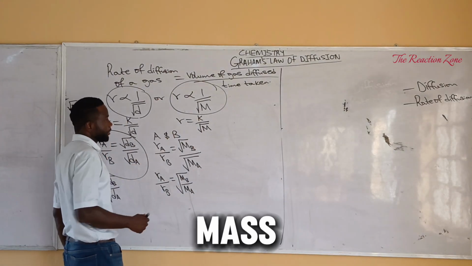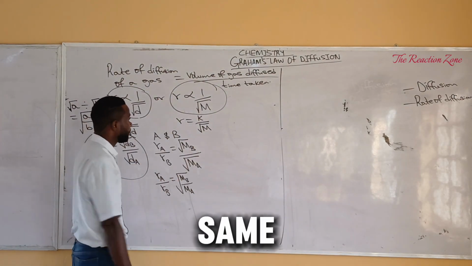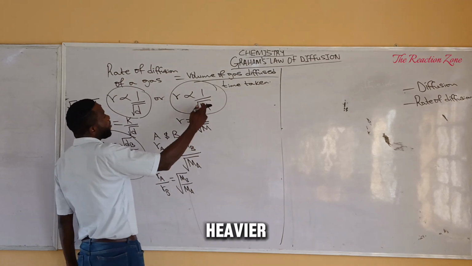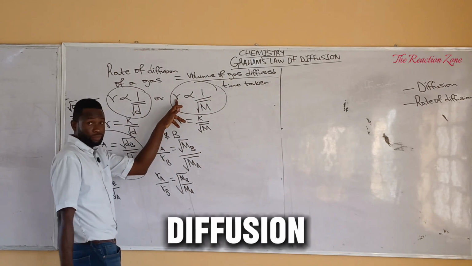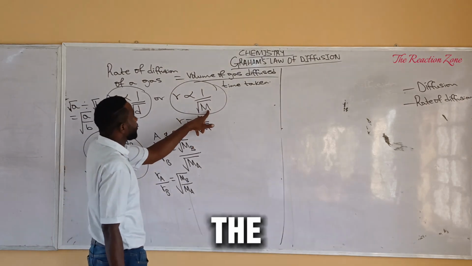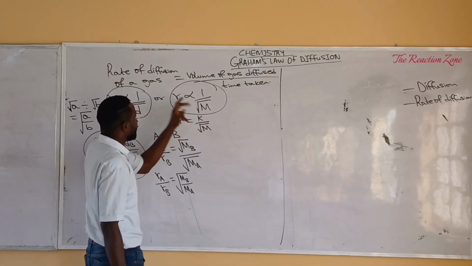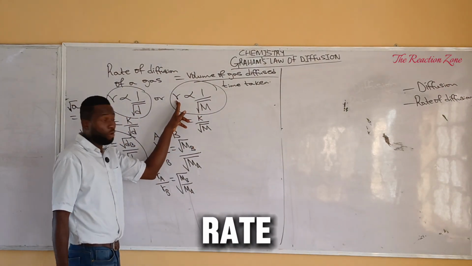Using molecular mass, the explanation is still the same. The heavier the molecular mass of the gas is, the slower the rate of diffusion. The lighter the molecular mass of the gas is, the faster the rate of diffusion.